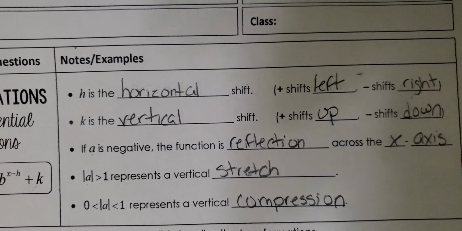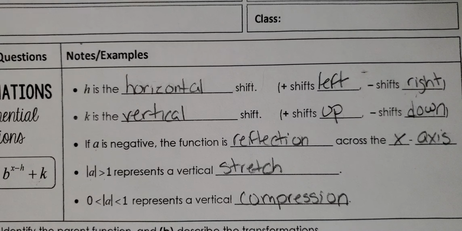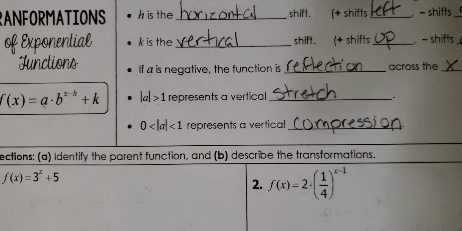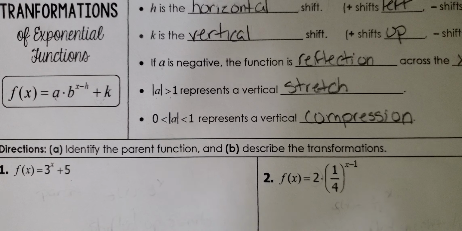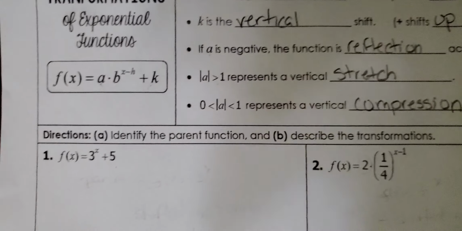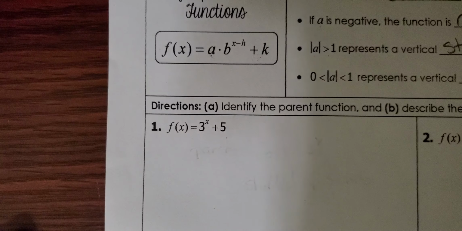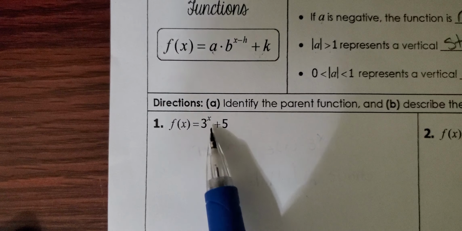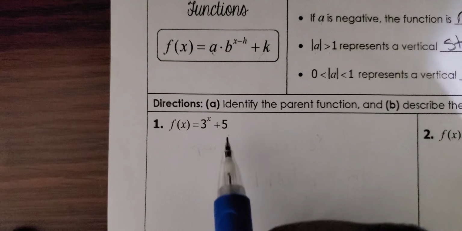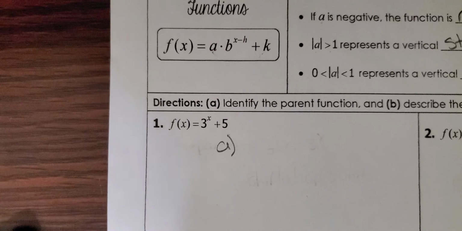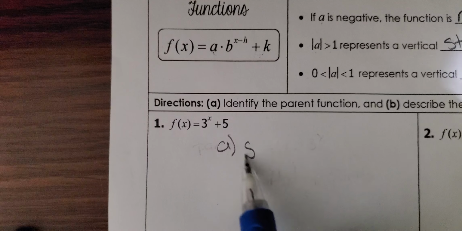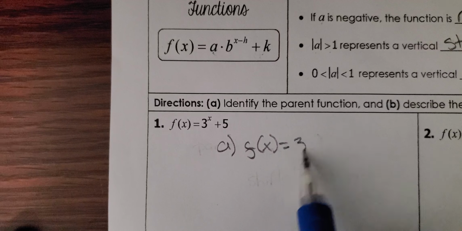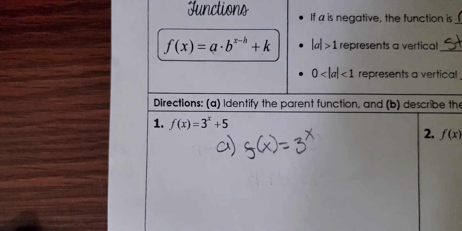Moving into the activities, example 1 through 4, the directions say, identify the parent function and then describe the transformations that took place. So if we look at question number 1, we're given the function f of x is equal to 3 to the x plus 5. So letter A says, identify the parent function. Can you guess the parent function? And if you guess that the parent function is f of x is equal to 3 to the x power, you're absolutely correct.